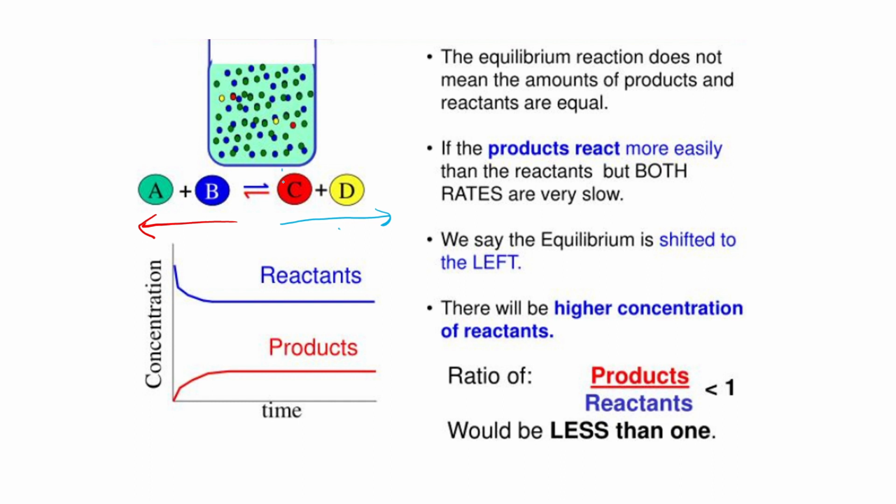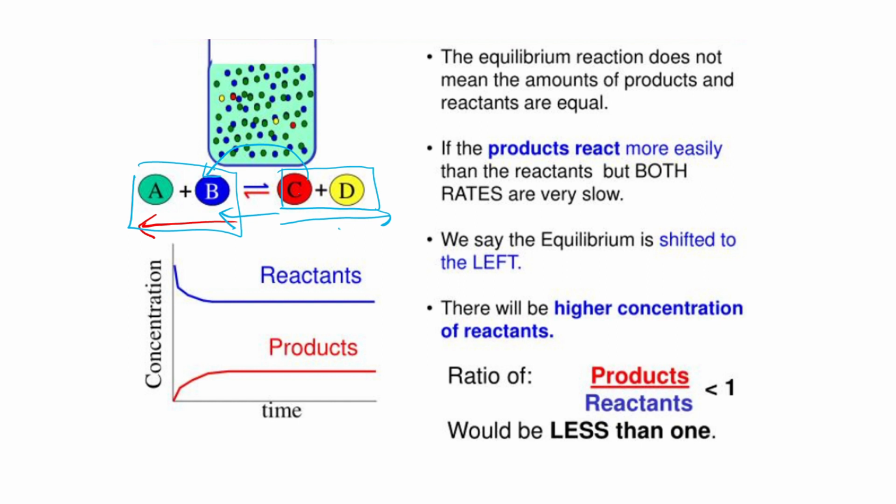Jadi kalau produk yang di sebahagian C dan D. Jadi kalau C dan D bertindak balas, dia akan produce A and B. Meaning that we can say that the equilibrium is shifted to the left. Dia akan bergerak ke sebelah kiri. So bila dia shift to the left, okay, there will be a higher concentration of reactant. Sebab apa? Because C and D sudah bertindak balas, jadi dia akan produce A and B.